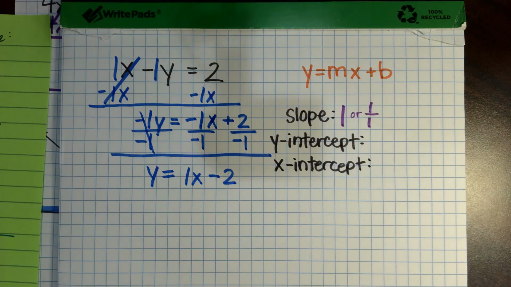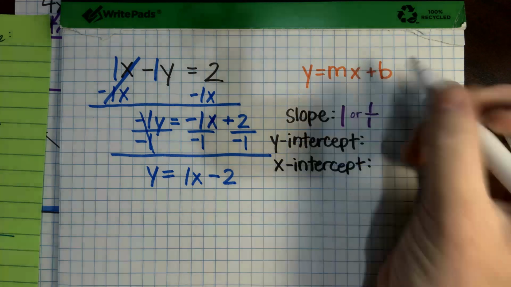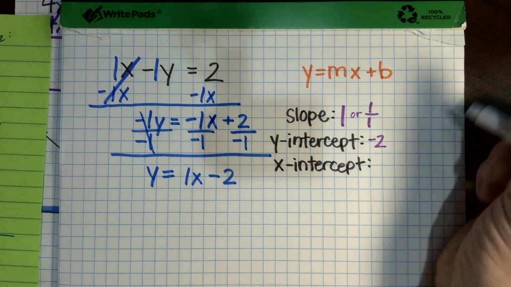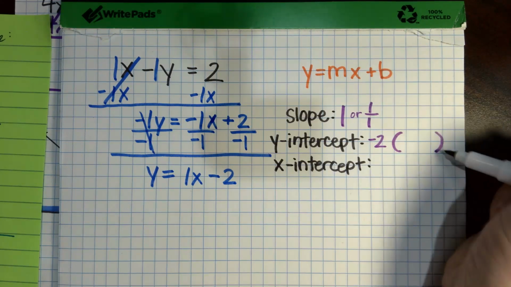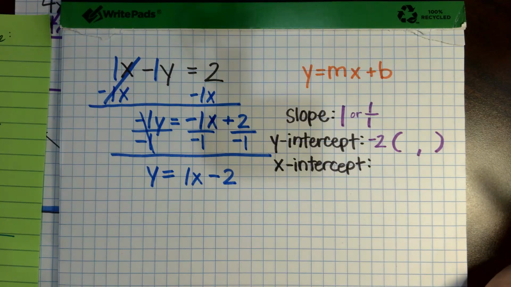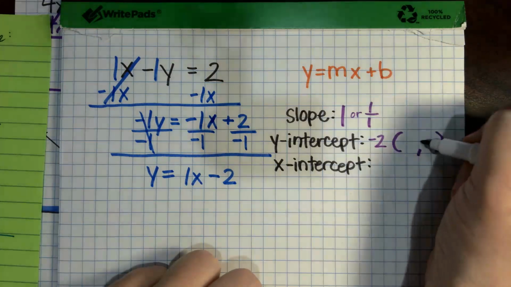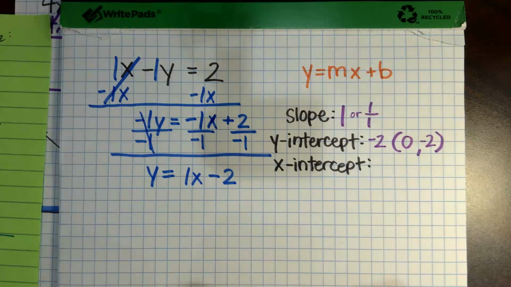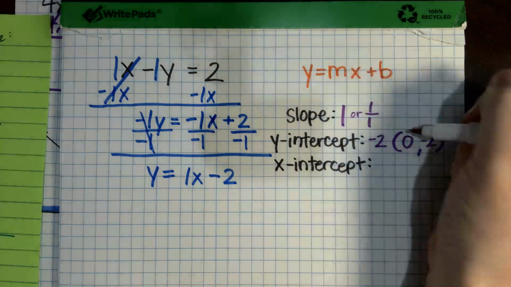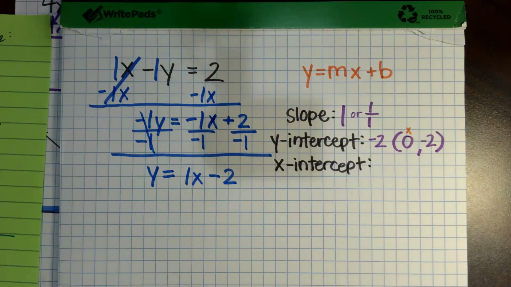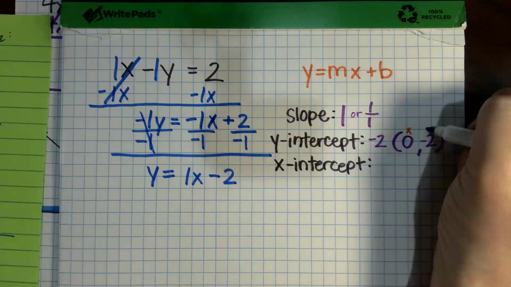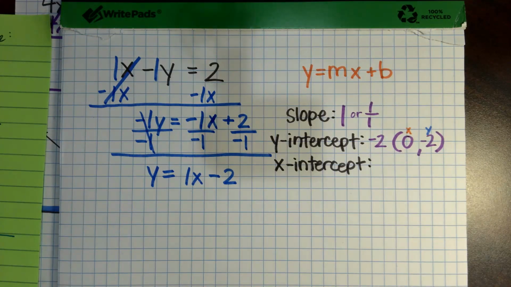Now, what about our y-intercept? The number is going to be negative 2. So when I write a coordinate, where does my negative 2 go? It goes on the right side in my y spot. So the other number is going to be 0. And in case anyone is confused, I'll label these x and y. Now our x-intercept, how are we going to find that?